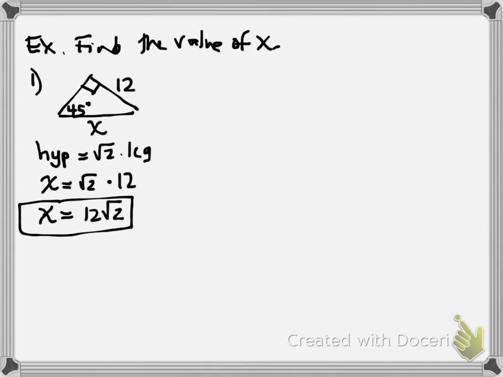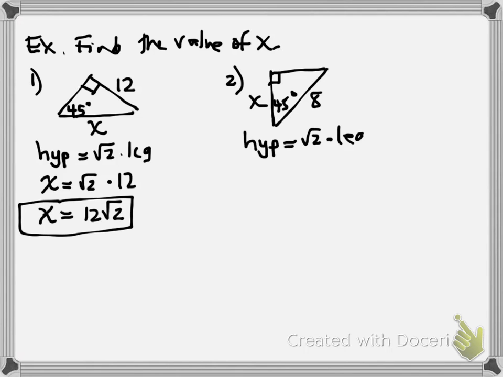Okay? Math gets a little bit more complicated if I tell you the hypotenuse measurement and you have to figure out the leg. So let's give you another one. We'll make this the 45 degrees. The hypotenuse will be 8 and the leg will be x. We're still going to use the same relationship. The hypotenuse is radical 2 times the leg. But we're going to plug in the numbers. So we get 8 equals radical 2 times x.